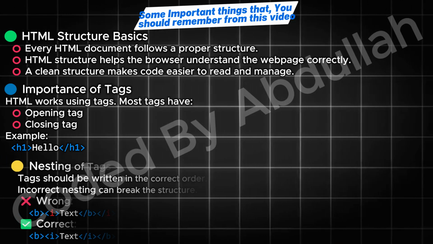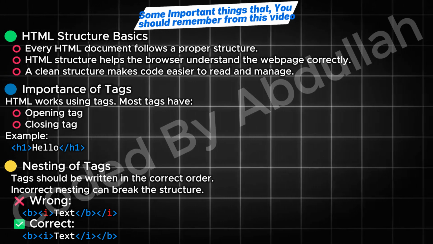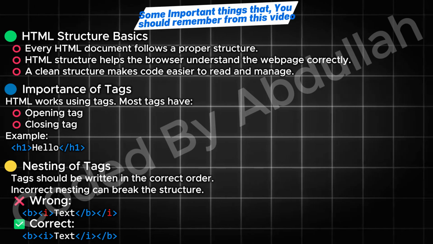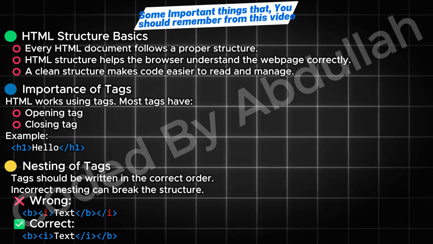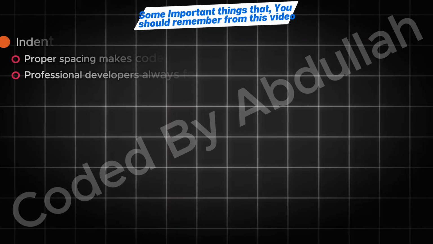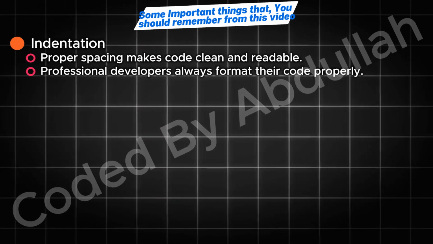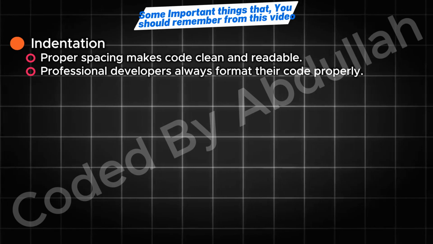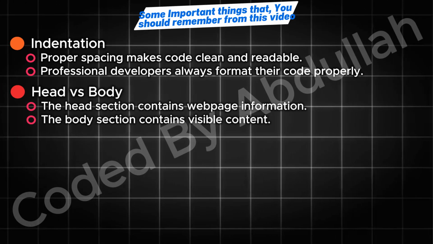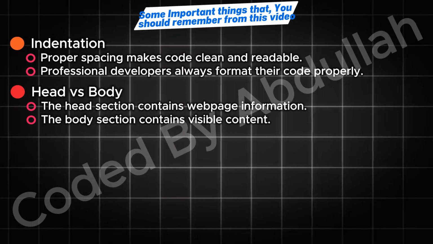Nesting of tags. Tags should be written in the correct order. Incorrect nesting can break the structure. Wrong: b, i, text, closing b, closing i. Correct: b, i, text, closing i, closing b. Indentation. Proper spacing makes code clean and readable. Professional developers always format their code properly. Head versus body. The head section contains web page information. The body section contains visible content.